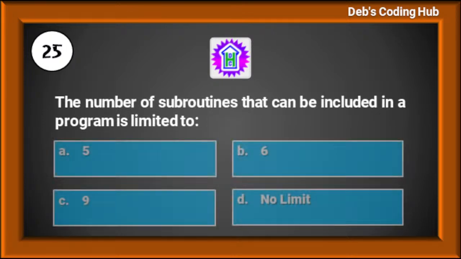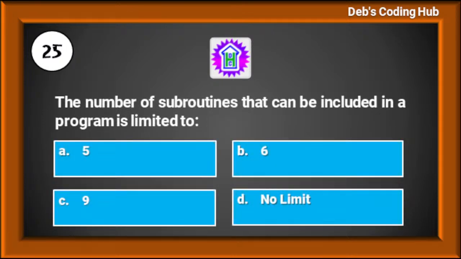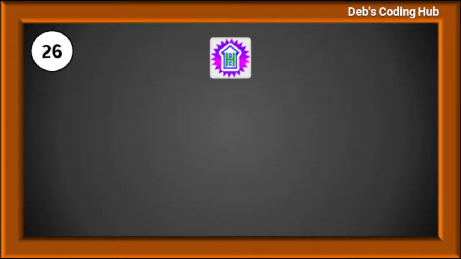The number of subroutines that can be included in a program is limited to 5, 6, 9, no limit. So there is no limit. Okay, so the answer is option D, no limit. Question number 26.